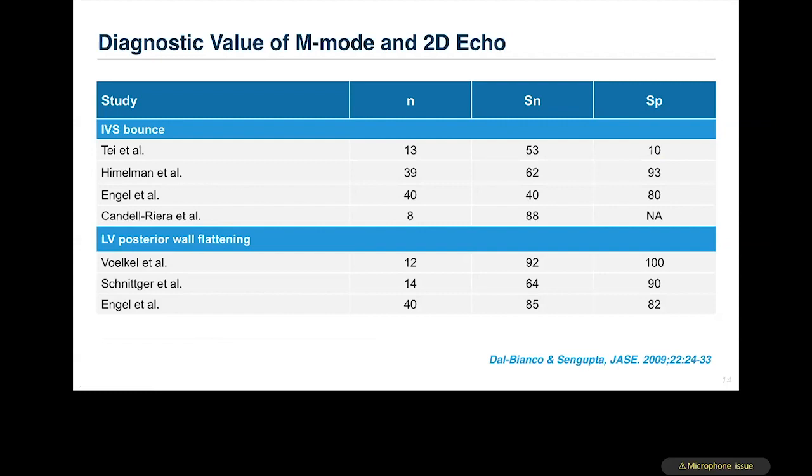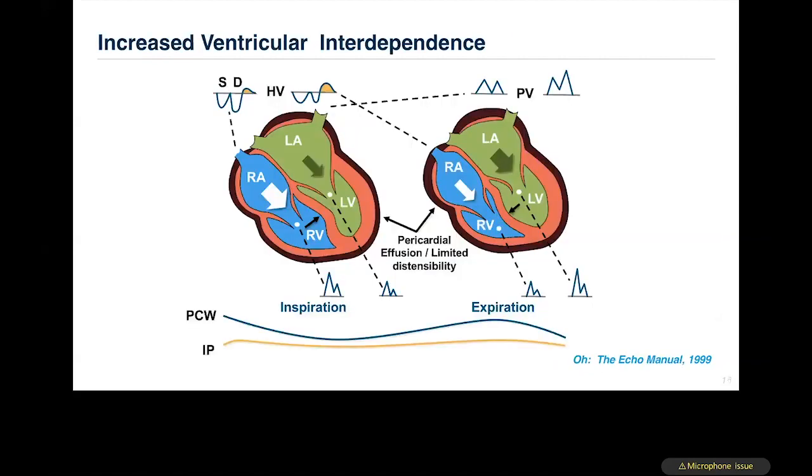However, if one looked into just the M mode features of IVC bounce, and another feature, the LV posterior wall flattening that was described, the sensitivity and the specificity of diagnosing constriction is not that great. You would not see them in all the patients, or you may have difficulty differentiating from other types of abnormal septal motion. So the quest for finding other variables for understanding constrictive pericarditis continued subsequently.